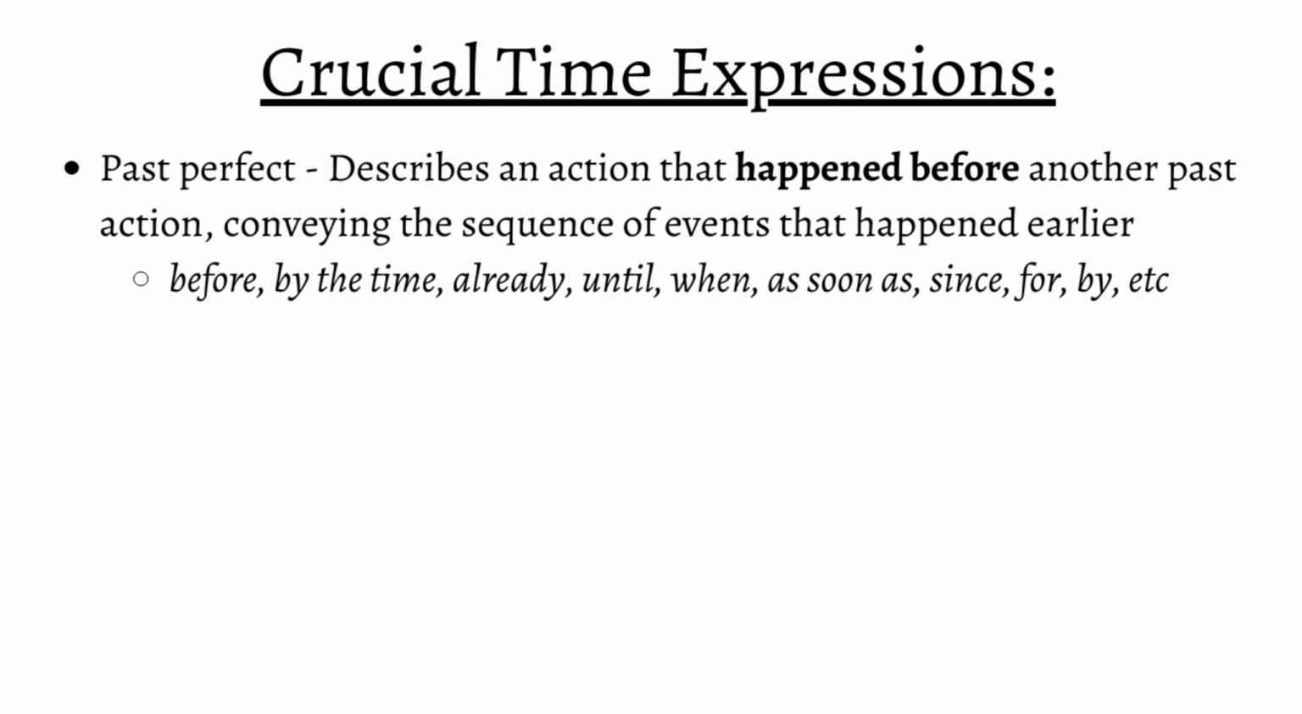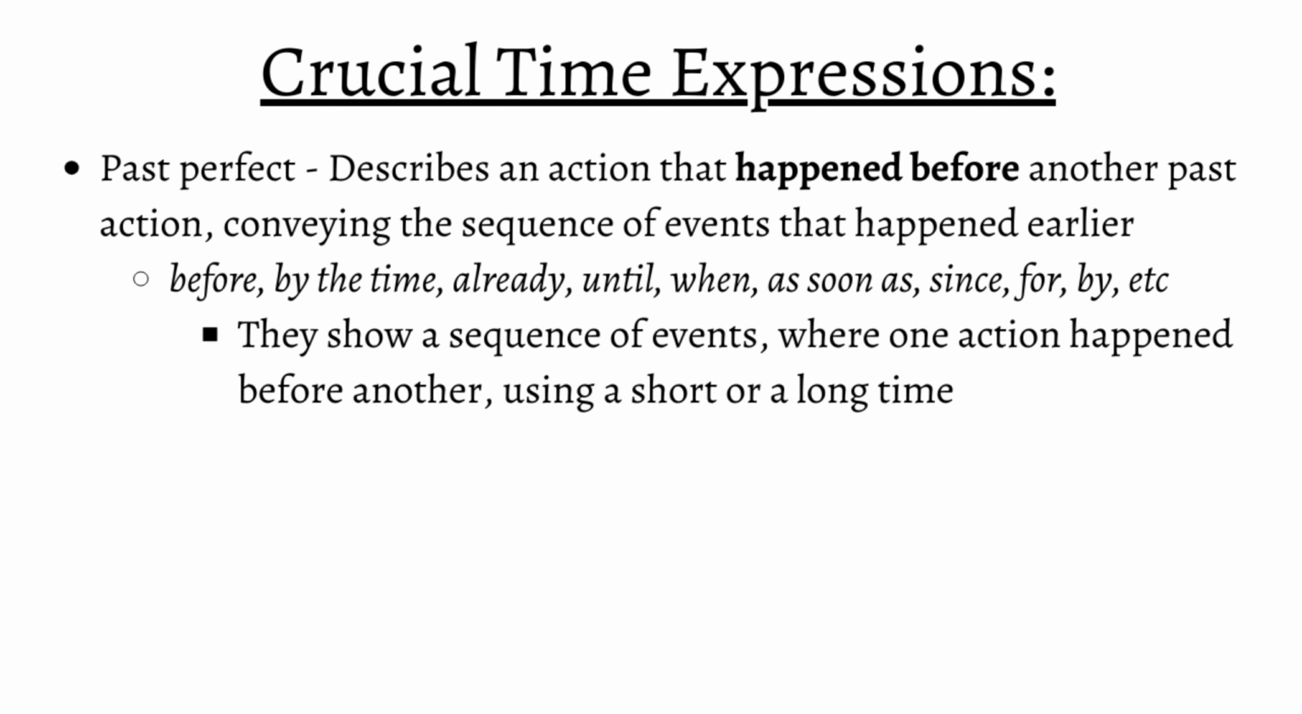Alongside, it's very practical to understand the time expressions that the past perfect can utilize. Some words are before, by the time, already, until, when, as soon as, since, for, by, and more. These keywords are very practical to know because they show a sequence of events where one action happened before another, using a short or a long time. Either way, these words are very crucial to utilize, and I will be using them in this video.